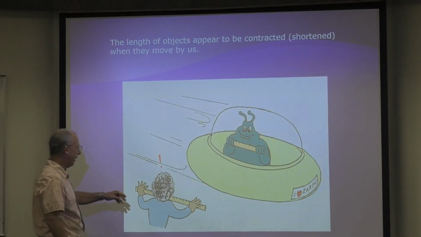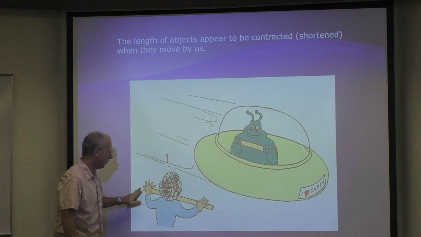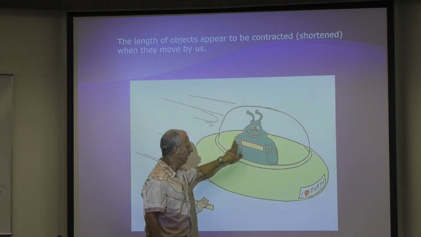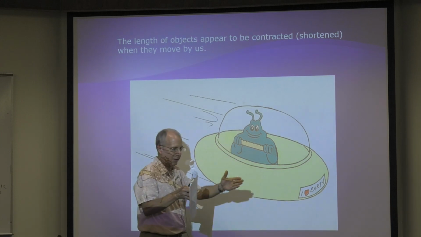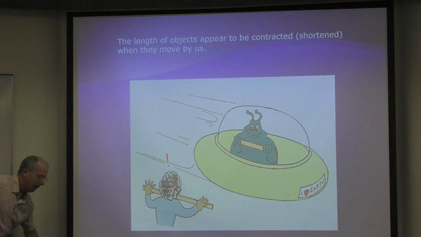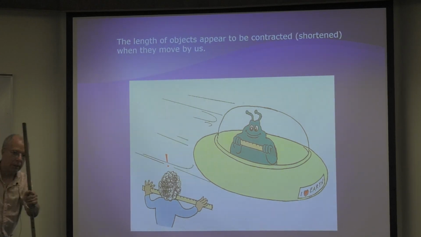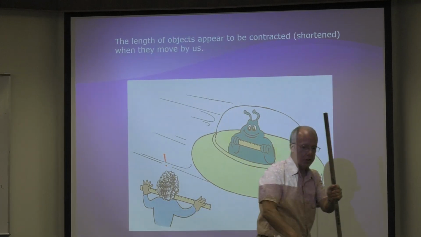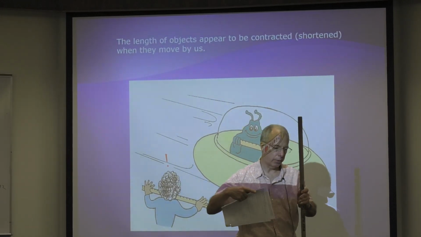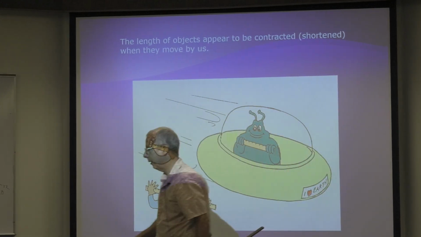So you can see here, right? This person is holding a meter stick, and this alien was holding a meter stick, but it looks to be shorter. And this only happens in the direction of motion, right? Only in the direction of motion. That's important. So in other words, if I'm doing this, it is not going to shrink. It's just that the length of the meter stick will shrink because it's only in that direction.